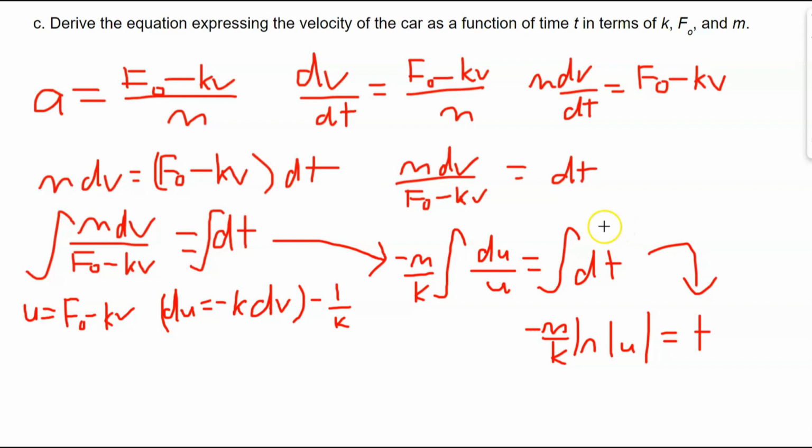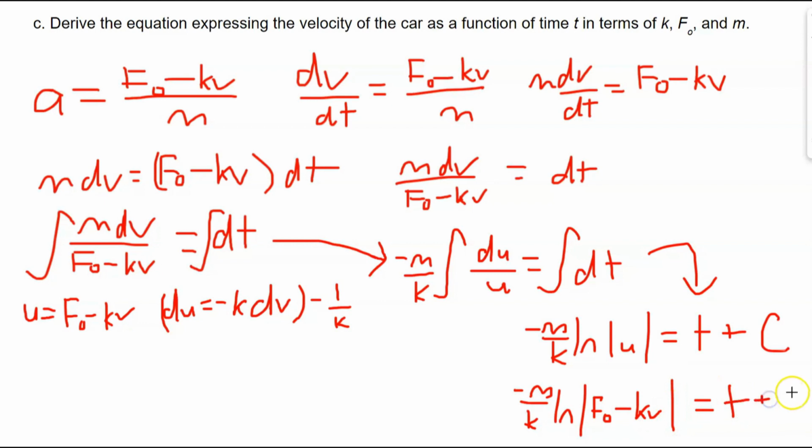So because we're using indefinite integrals, we have to account for the possibility of a constant. So I'm going to write plus c. c is going to be a constant of integration. We're going to obviously have to address that later on. So we can't just leave it there. But in any case, what we should now do is substitute u back for what it originally was. So negative m over k ln of the absolute value of f sub naught minus kv equals t plus c.